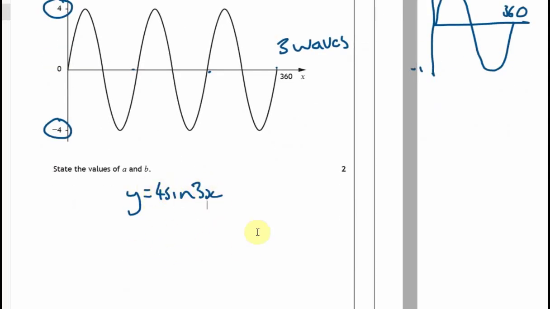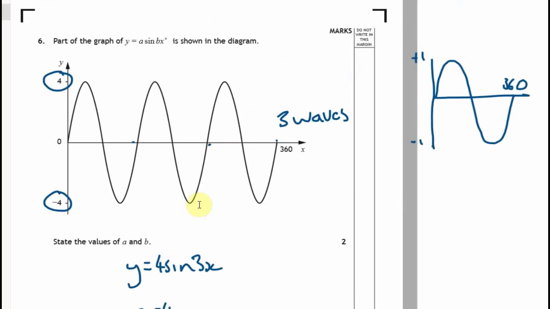Just keep your marker happy, I think, and maybe always just write, A is equal to 4, B is equal to 3. But yeah, the height is the number at the front. So maybe think about that. If you do 2 times your height, it's the number in front of your height. And this number here affects the period.